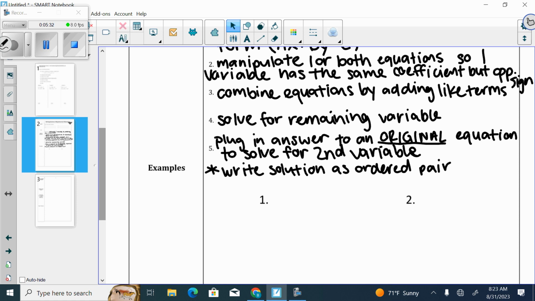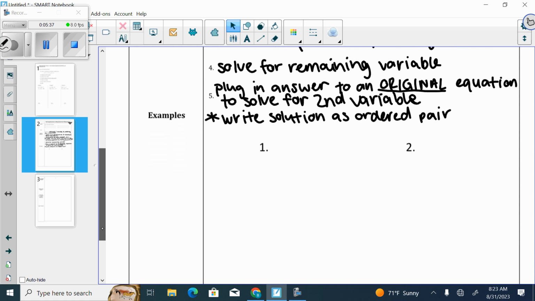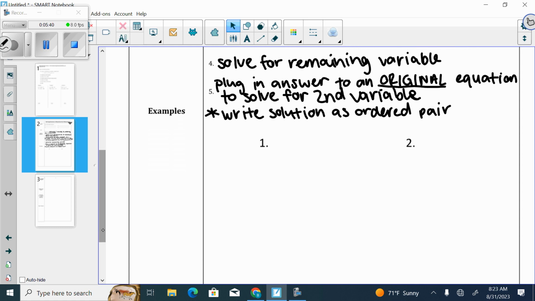Okay, so now that we have all of our steps written out, let's give it a try on a few examples. Okay, on number 1, our two equations are going to be 3x minus 4y is equal to 13, and 2x plus 4y equals 2. All right, so our first step, we said, is to make sure that our equations are in standard form. Are these in standard form? Yeah, okay, so we're good to go there.